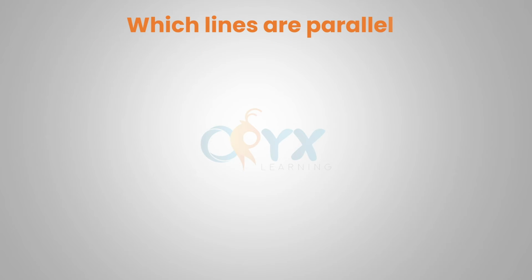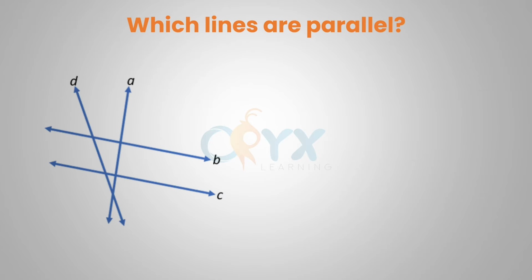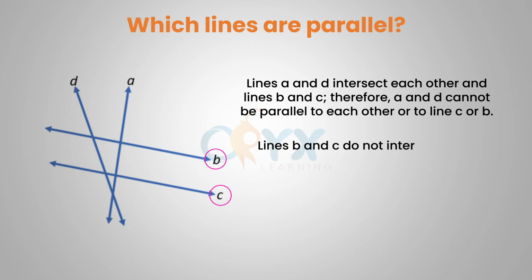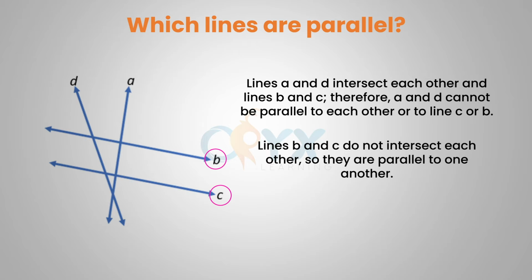Which lines are parallel? Lines A and D intersect each other, and lines B and C. Therefore, A and D cannot be parallel to each other or to lines C or B. Lines B and C do not intersect each other, so they are parallel to one another. So our parallel lines are lines B and C.